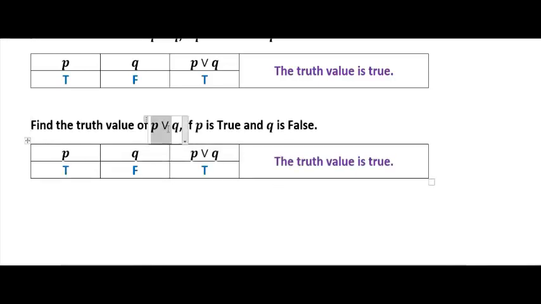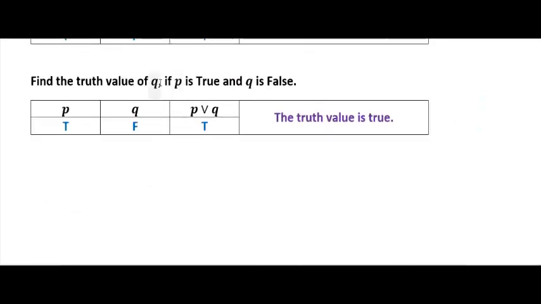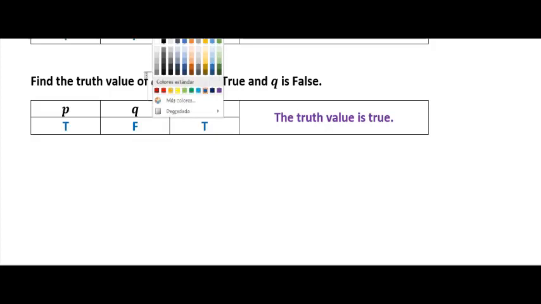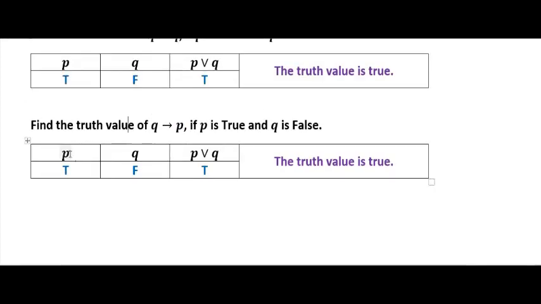Let's make things a little bit interesting. Let's put a conditional in here, and we're making it in the opposite way, Q then P. So which are the parts? The parts are Q and P.